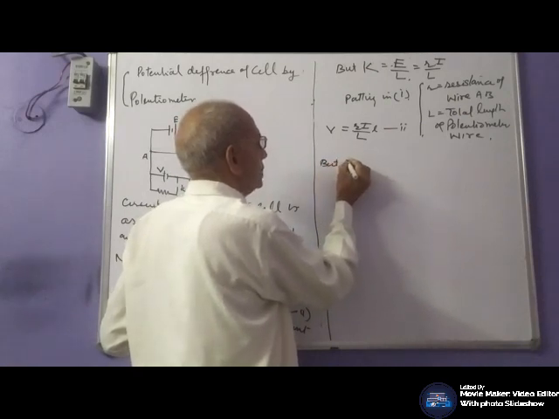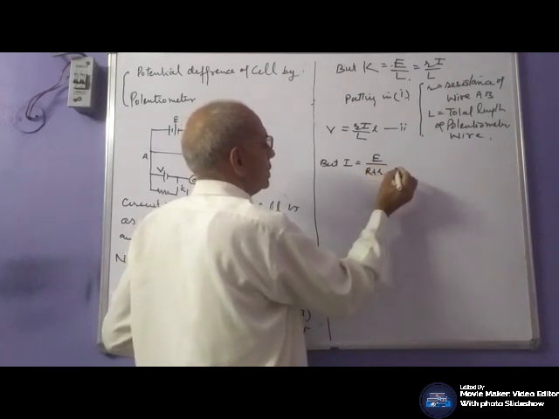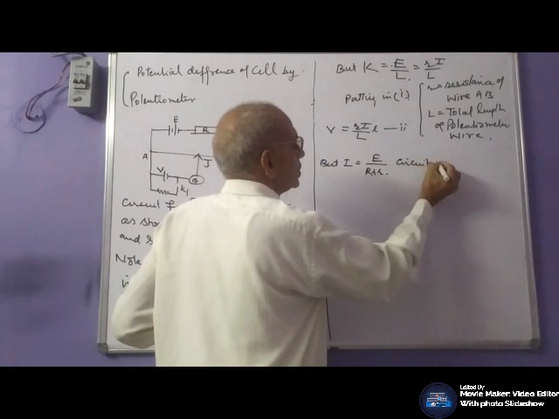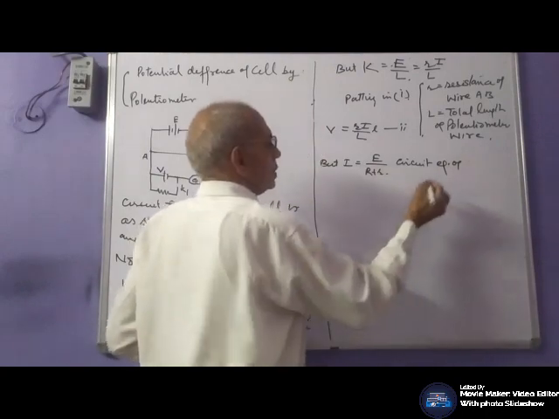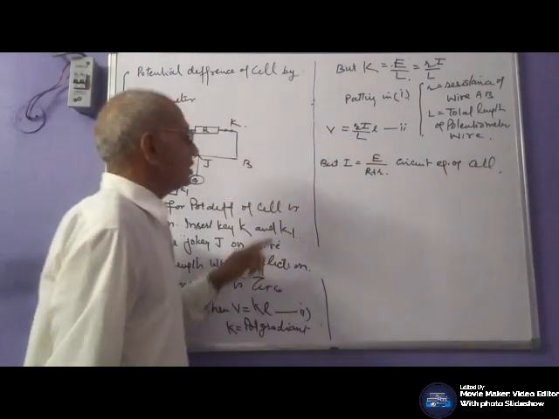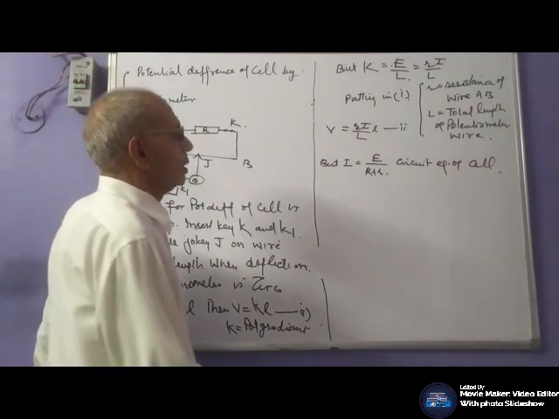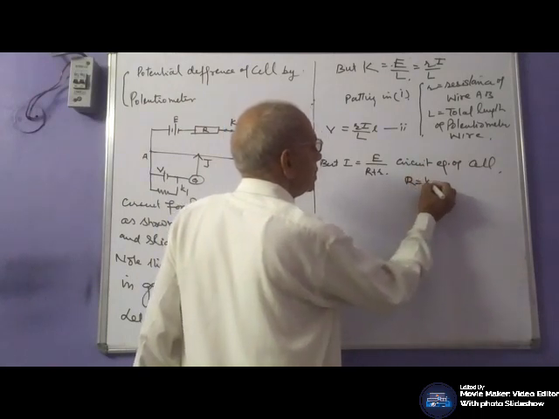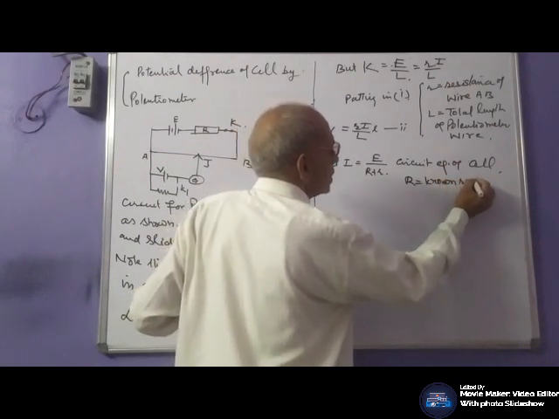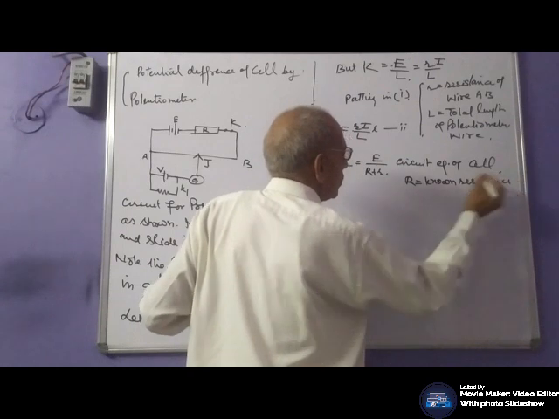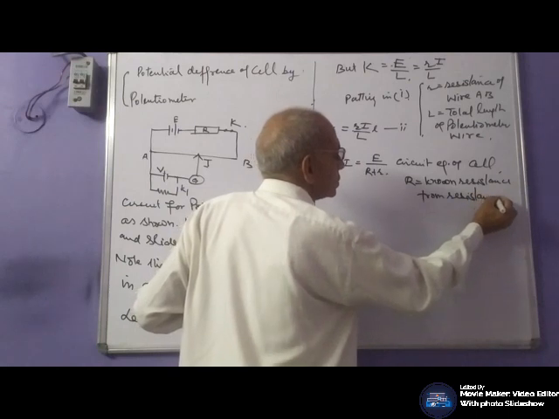But I is E by (R plus r), circuit equation of driver cell. We have already done it. Where R is what? This is that R, known resistance from resistance box.